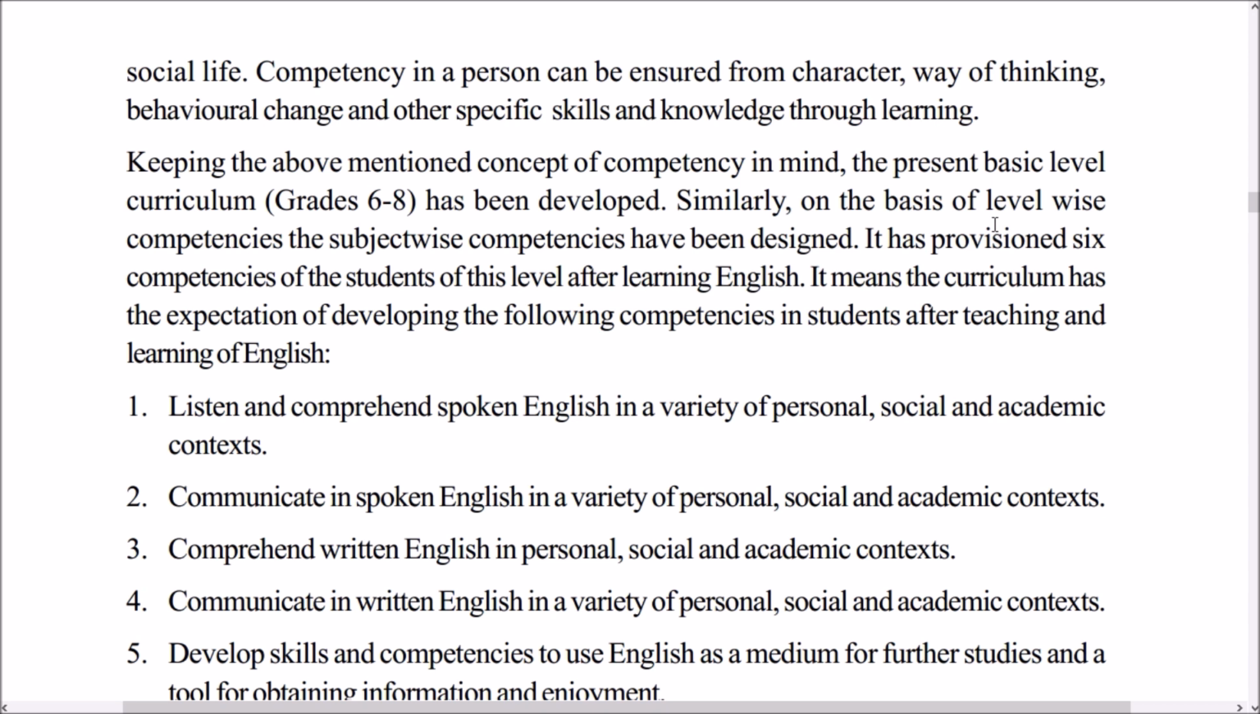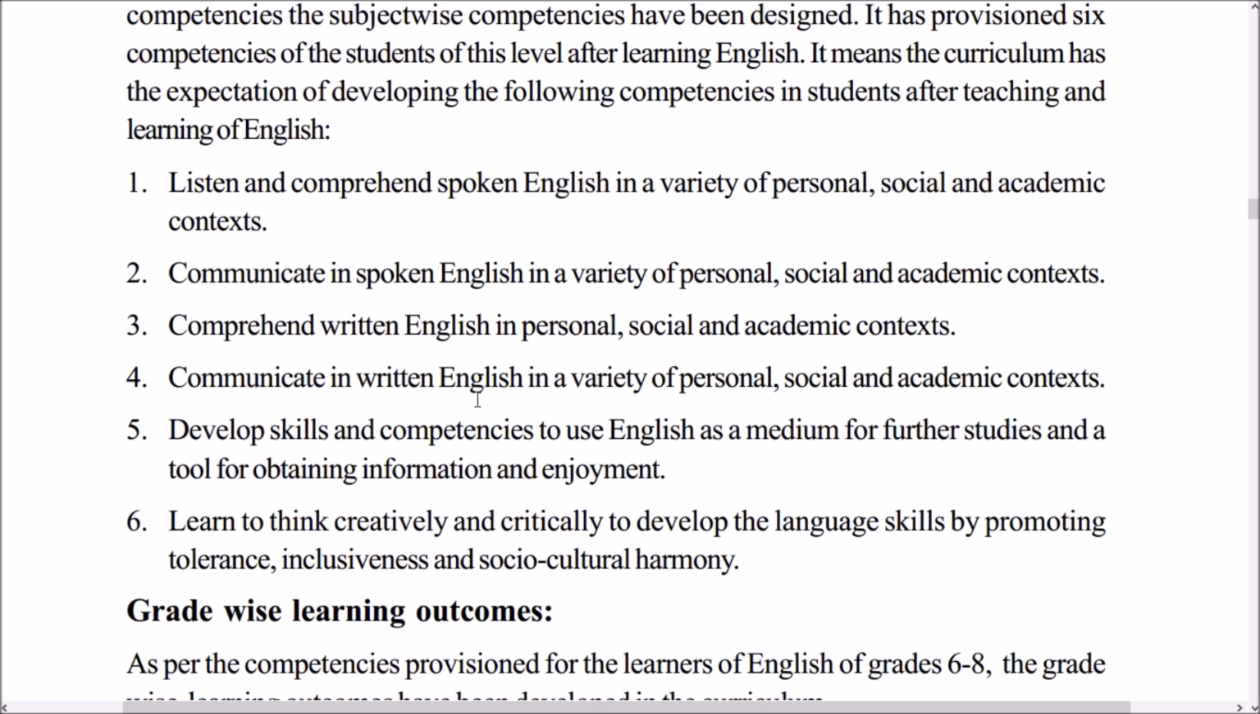Similarly, on the basis of level-wise competences, the subsequent competences have been designed. It has provisioned 6 competences for the students of this level after learning English. It means the curriculum expects to develop the following competences in students after teaching and learning of English. Listen and comprehend spoken English in a variety of personal, social, and academic contexts. Communicate in spoken English in a variety of personal, social, and academic contexts. Comprehend written English in personal, social, and academic contexts. Communicate in written English in a variety of personal, social, and academic contexts.